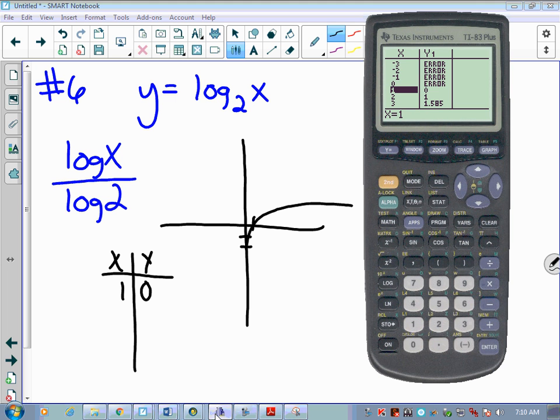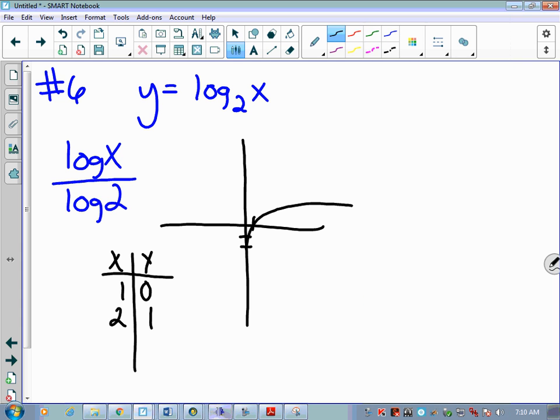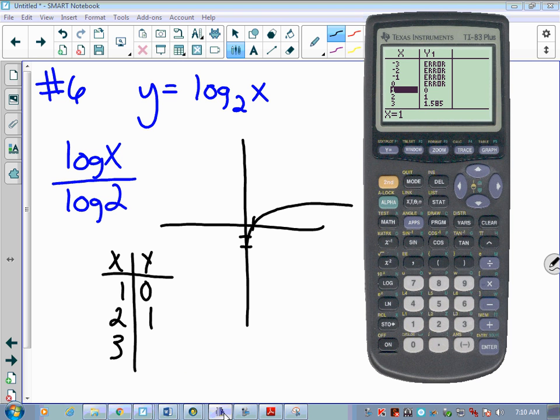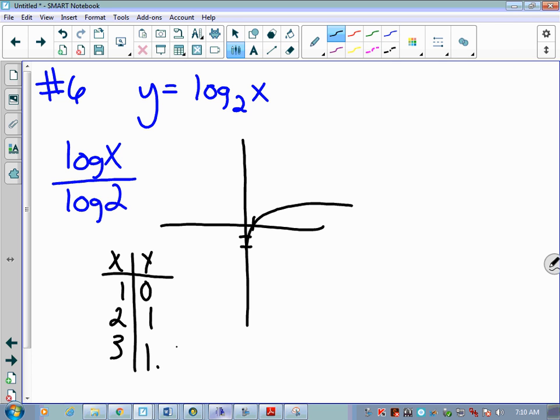Let's pull that back up. 1, 0, 2, 1. And then 3 was like 1.585. That's probably going to be enough for me. That's pretty specific.